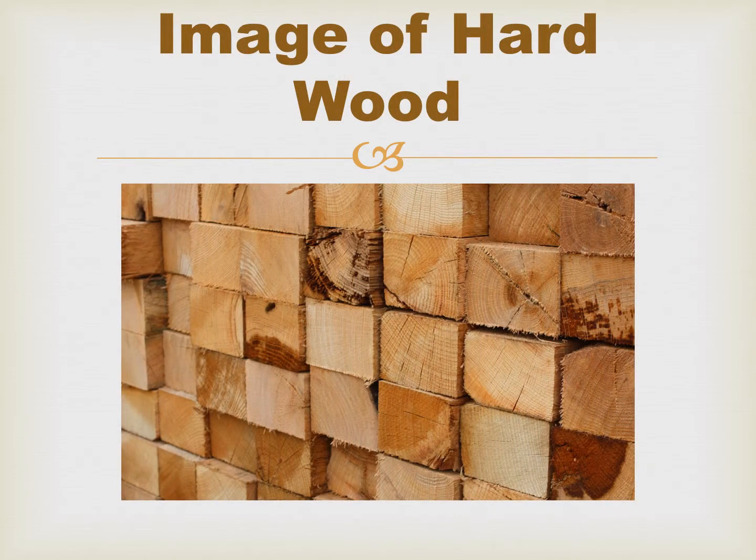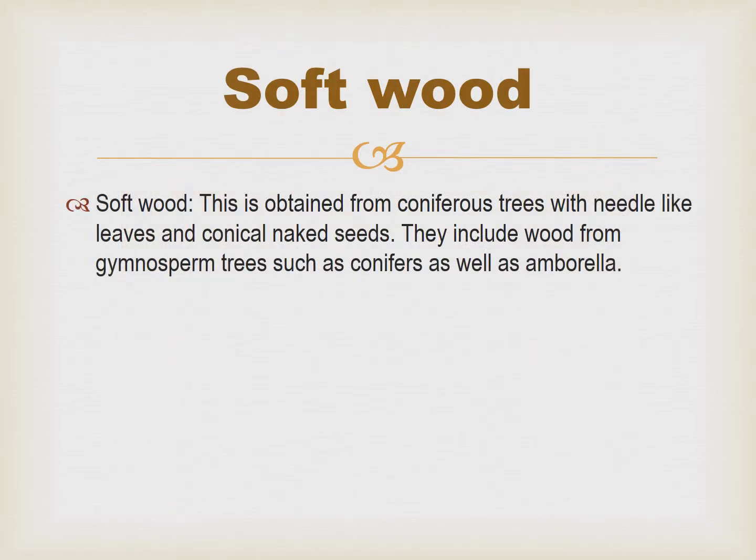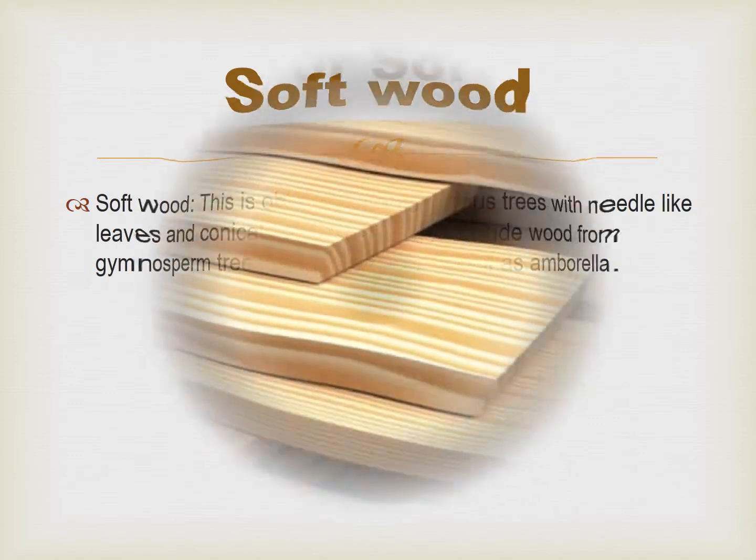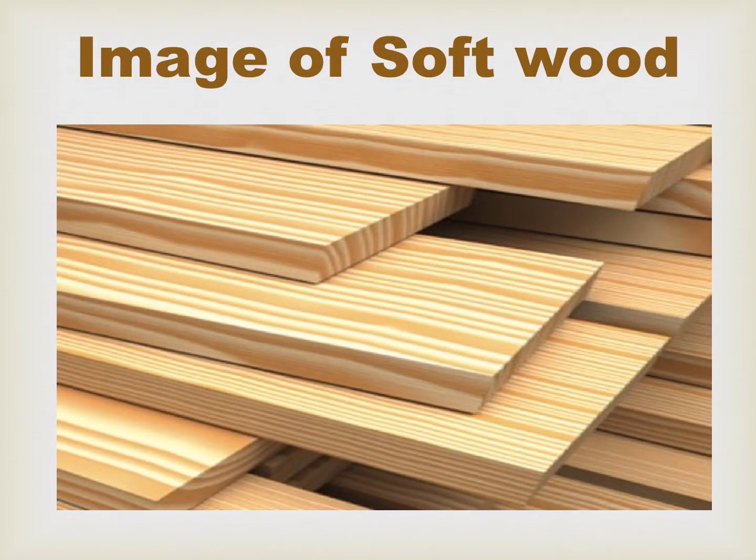This is just an example, that is image of hardwood. Now softwood, which is the second type of wood. Softwood is obtained from coniferous trees with needle-like leaves and conical naked seeds. They include wood from gymnosperm trees such as conifers as well as arborella. So softwood is obtained from coniferous trees with needle-like leaves and naked seeds. This is also an image example of softwood.